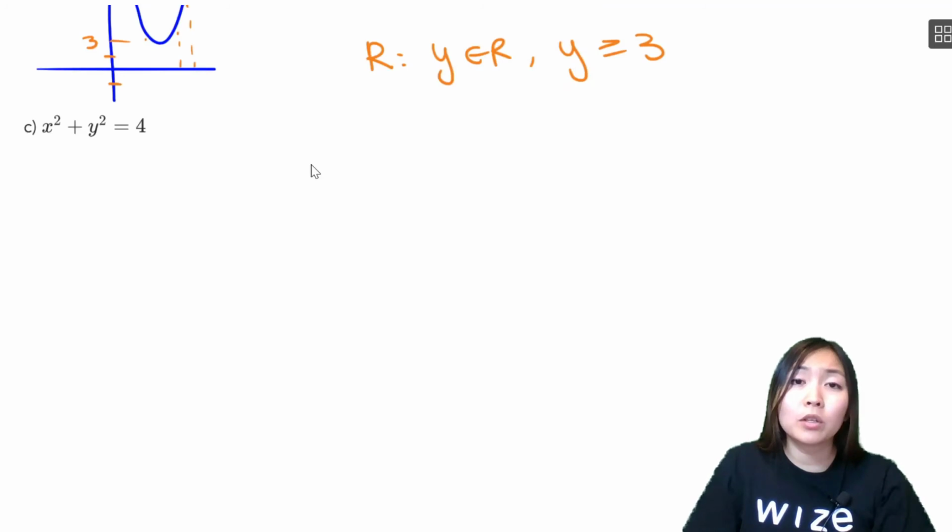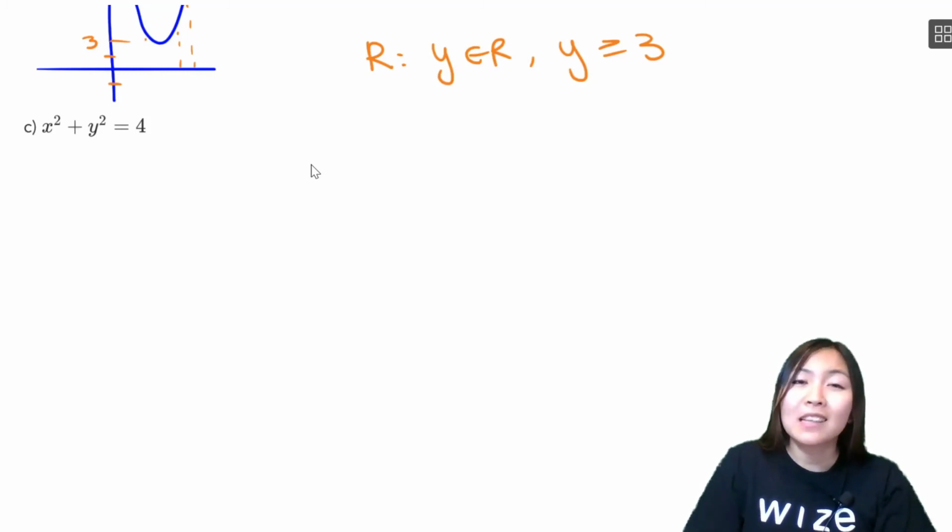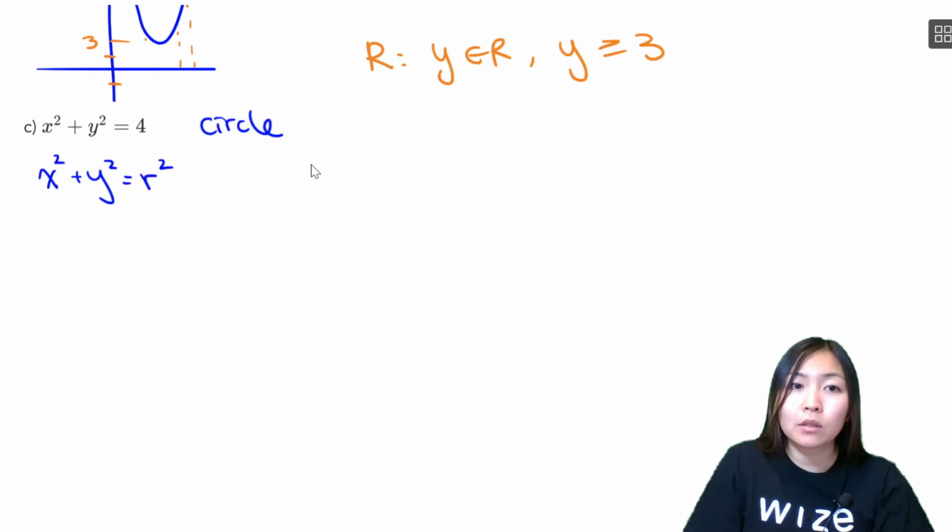This one is x squared plus y squared equals 4. Some teachers don't really mention this in calculus, but I find that there are some application questions that may require this, so it's worth mentioning. This is the equation of a circle. More specifically, any equation of the form x squared plus y squared equals r squared is the equation of a circle centered at (0, 0) with a radius of r.